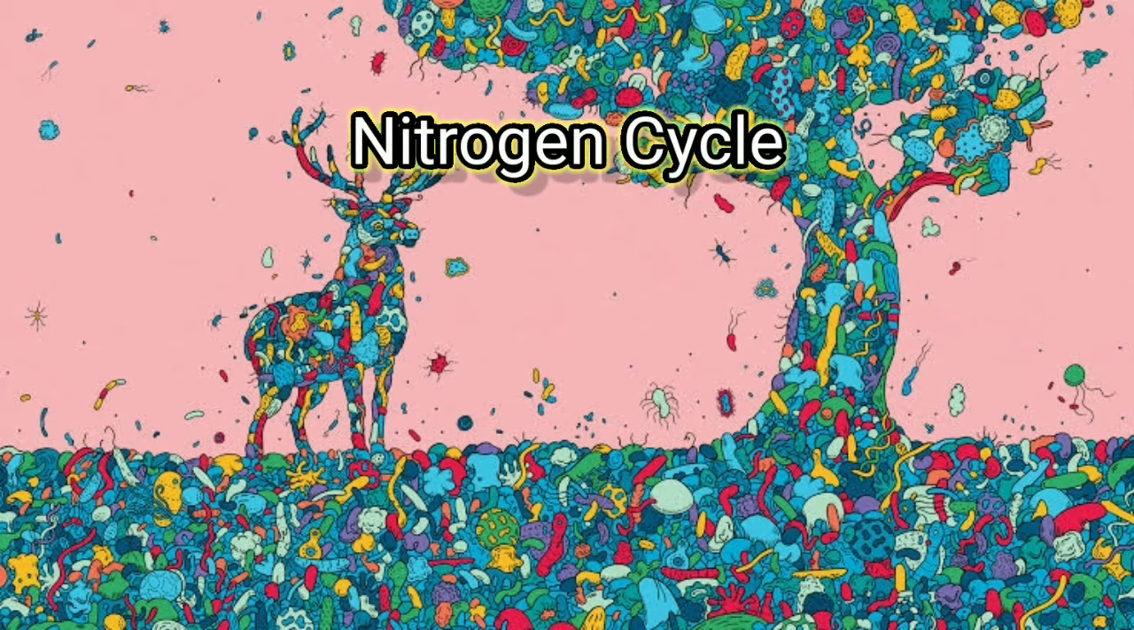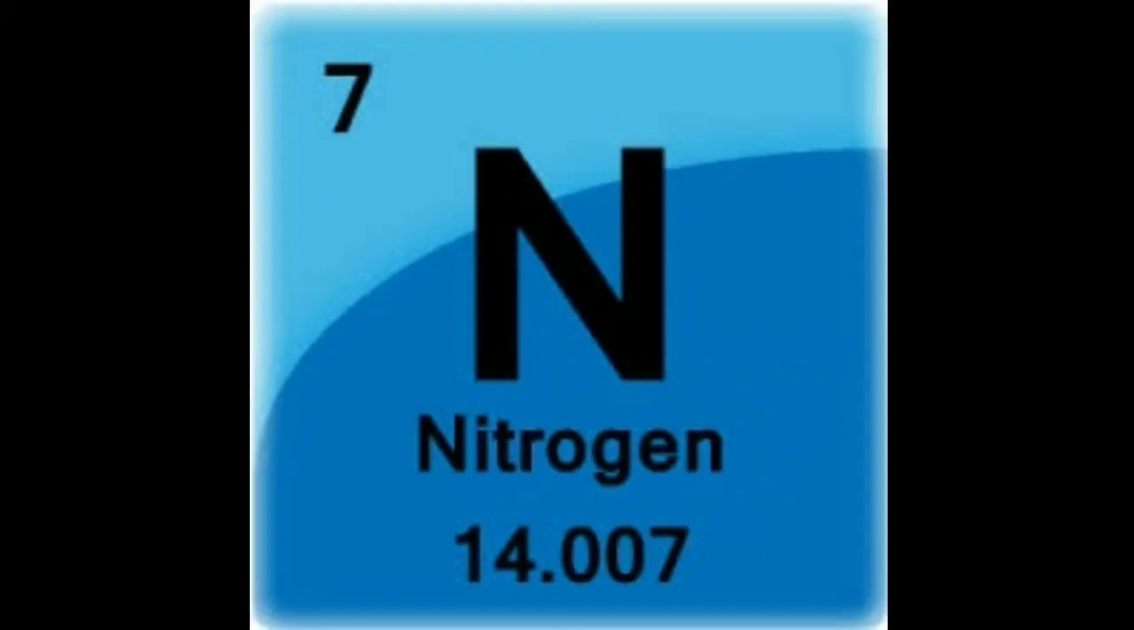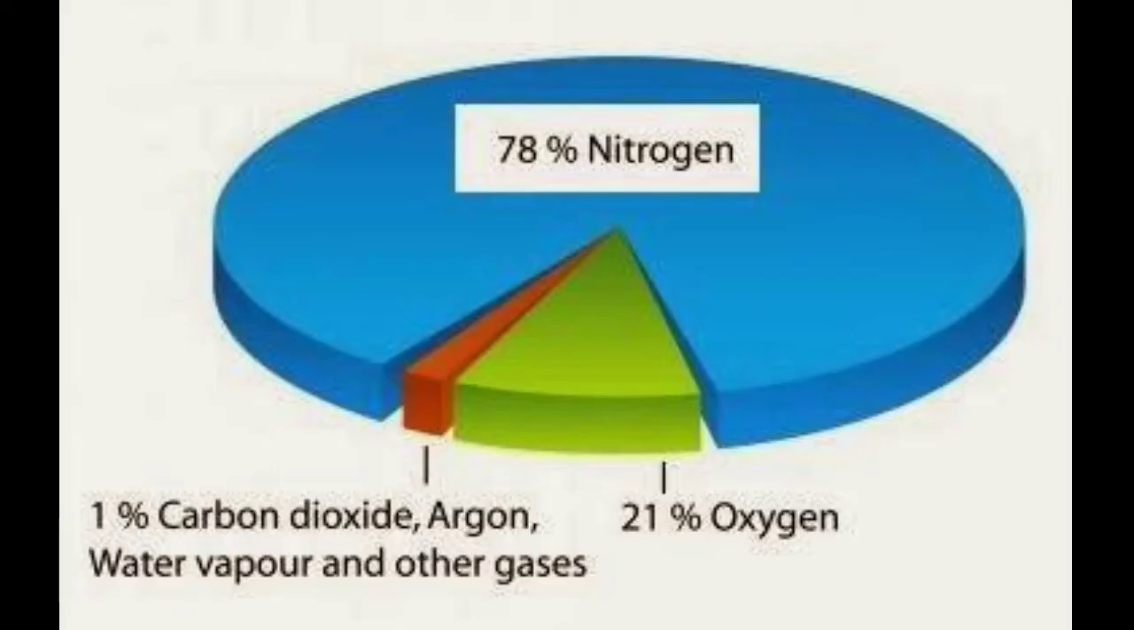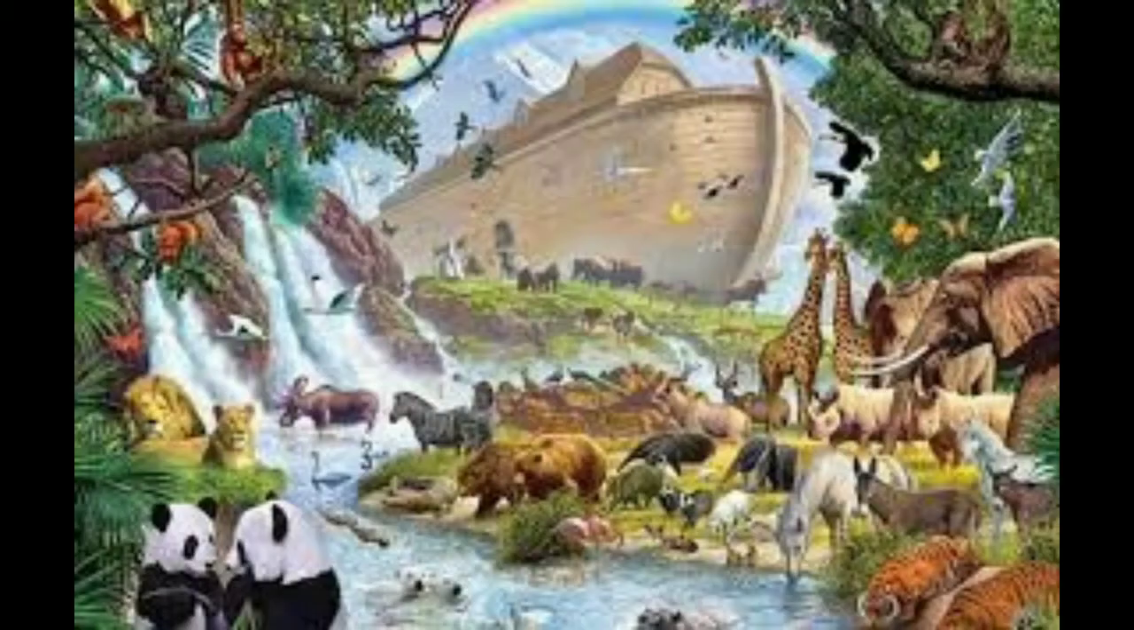Nitrogen cycle. Nitrogen is a colorless and odorless element. Nitrogen is in the soil under our feet, in the water we drink, and in the air we breathe. In fact, nitrogen is the most abundant element in Earth's atmosphere. Approximately 78% of the atmosphere is nitrogen. Nitrogen is important to all living things, including us.